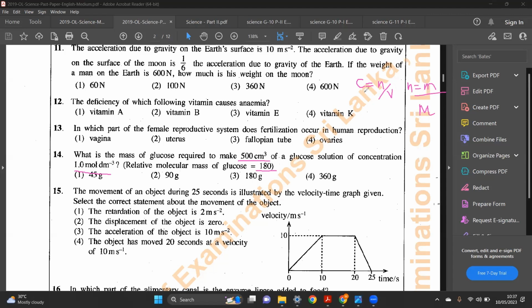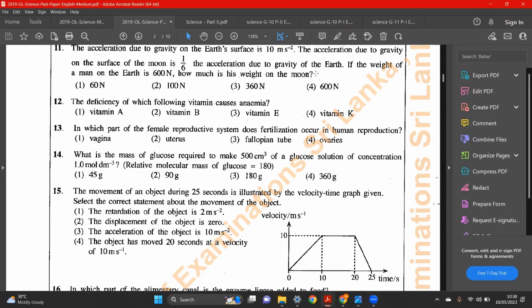Okay, so here you can first use this equation because the C is given, the V is given, we can find n. Then your n value would be 0.5 moles. Okay, then use this over here. n is there, M is already given. You can find the mass. Mass would be 0.5 moles multiplied by 180. So you would get 90 grams. That is the mass of your glucose. Okay, so that's option number 2.